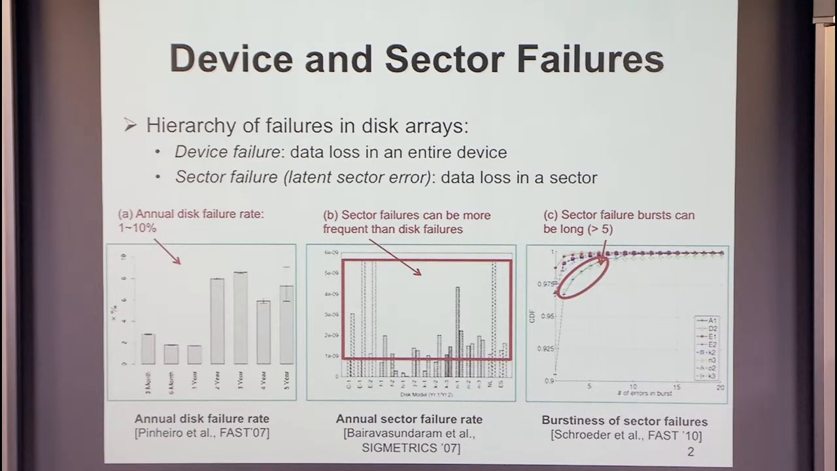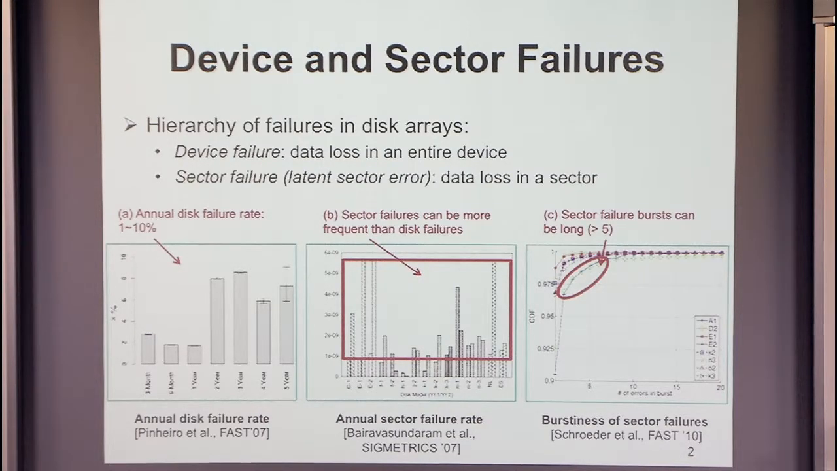The left figure shows the annual disk failure rate collected from the Google data center. It finds that disk failure rates could reach up to 10%, which is a lot if you consider that a large-scale system has a lot of disks. The middle figure talks about sector failures. Basically, it shows the sector failure rate is much higher than the disk failure rate, so sector failures are actually more common in real life. And the right figure shows that sector failure patterns could come in a burst. It's not very frequent, but it's still possible.